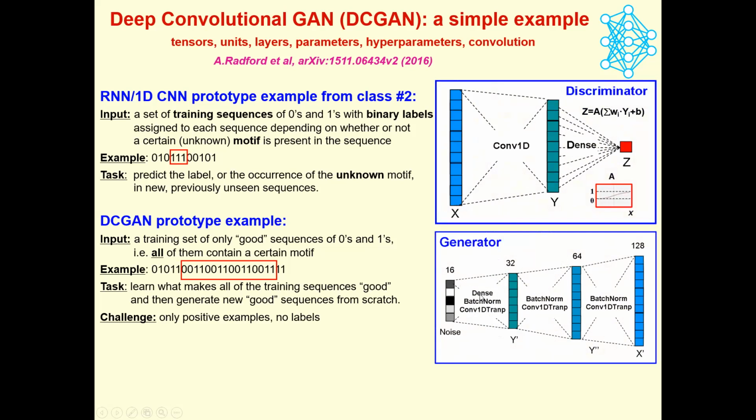What it is doing is it takes a noise of a certain length, then it performs a number of transformations. The most important part is the transposed convolution. We will discuss this kind of operation. It basically doubles the size of the input tensor. Say from 16, we have 32, then 64, then 128. This is the final length of the sequence that we will generate with the generator.